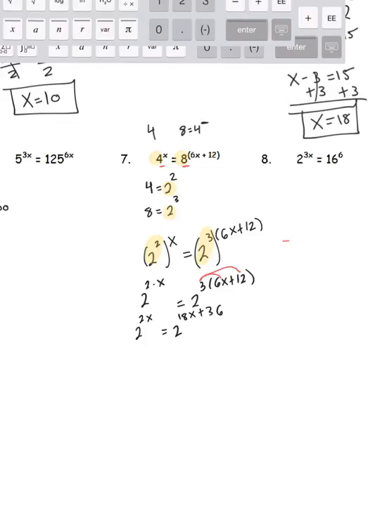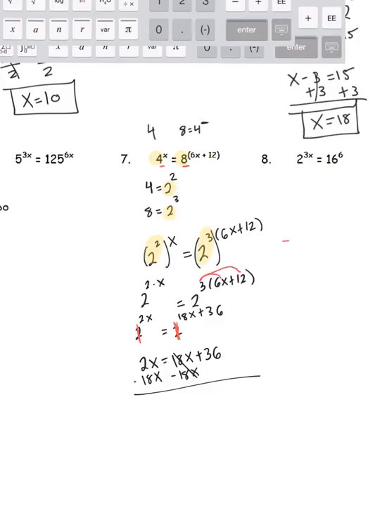Okay, so now my bases are the same. They're both 2, so I can cross them out and set the exponents equal. So I'm going to have 2x equals 18x plus 36. I want to get all the x's on one side, and I want to try to keep the 36 by itself. So I'm going to subtract 18x from both sides.